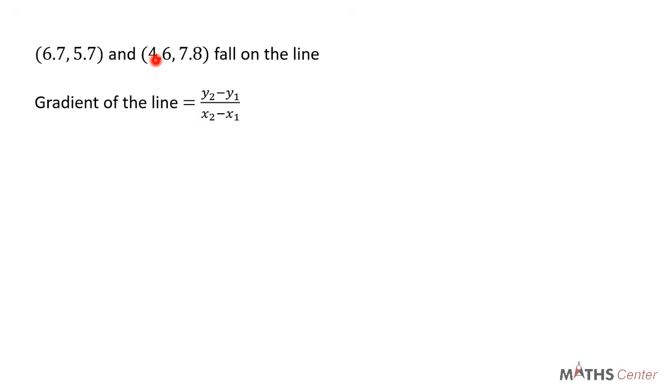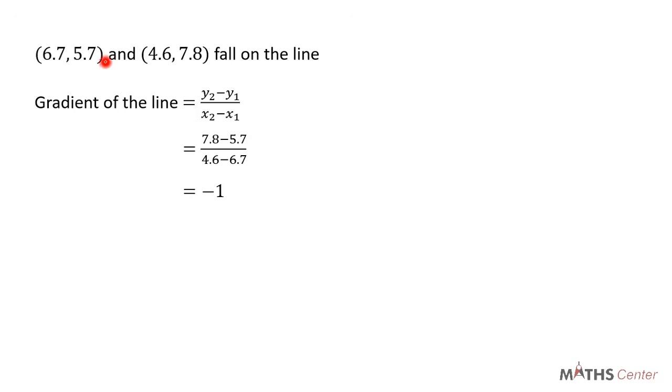I'm going to use (4.6, 7.8) as my x2, y2, and then I'll use (6.7, 5.7) as my x1, y1. So when we substitute that into this formula, we have 7.8 minus 5.7 divided by 4.6 minus 6.7. And this gives us -1. So the gradient of the line of best fit is -1.